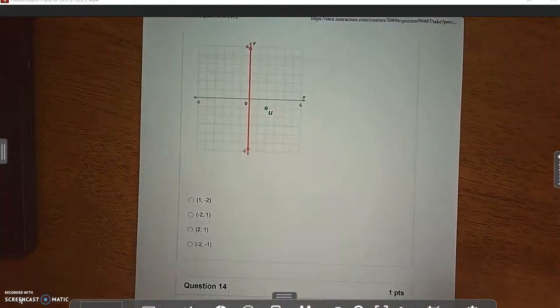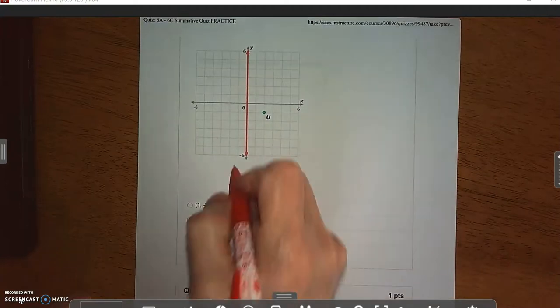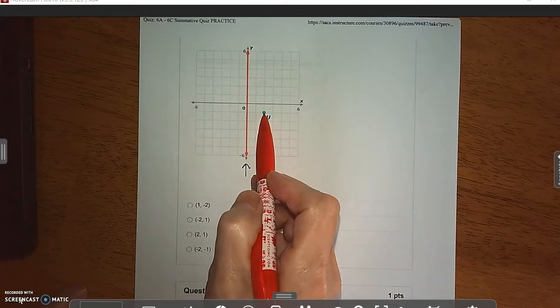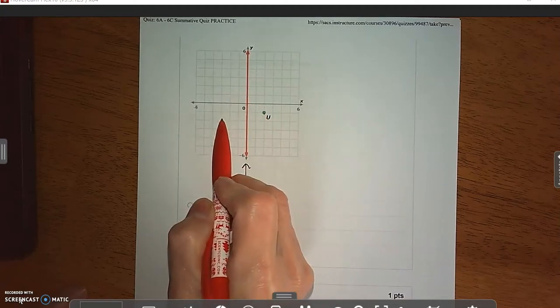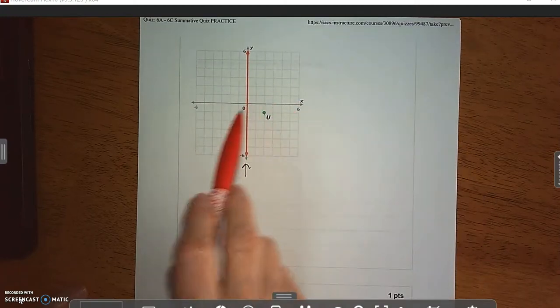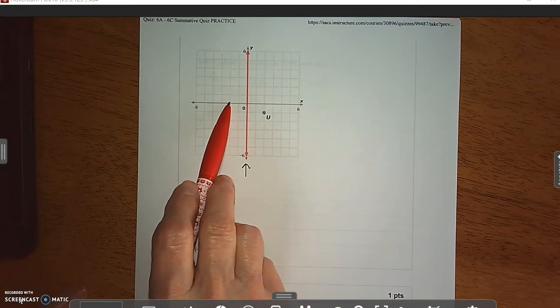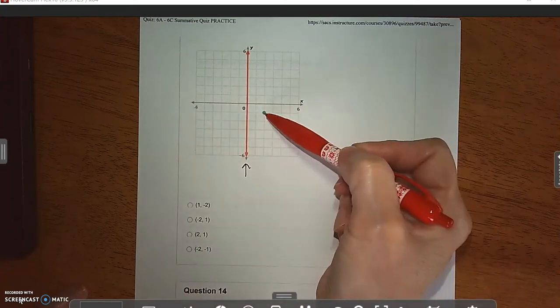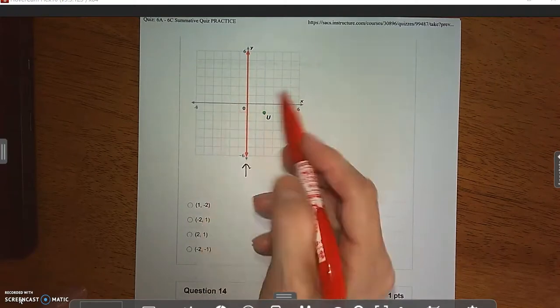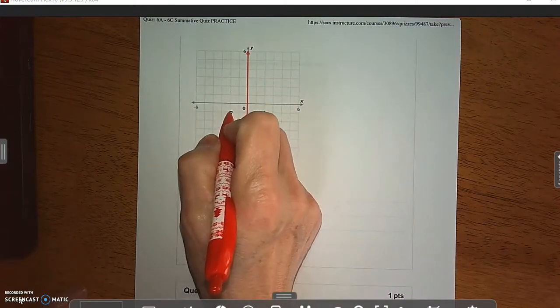Okay, so reflecting that across the y-axis. First of all, let's identify the y-axis. That's this one right here. So we want to take this point and we want to put it in the same spot, but on the other side of the y-axis. So this point is over 2, so we would go back 2, and then this point is down 2, so we would go down 2. So over 2 and down, oops, down 1, sorry. That point is down 1, so we go down 1.